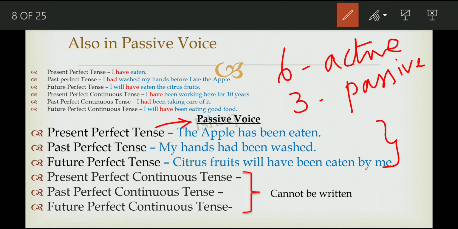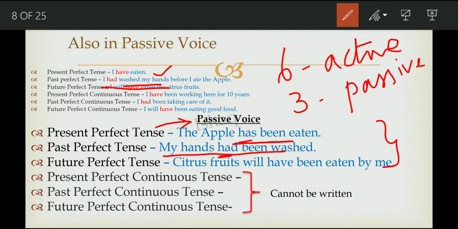So for present perfect, the example is, the apple has been eaten. For example, the example we gave earlier is, I have eaten. Same thing, if I want to say it in passive voice, I write, the apple has been eaten. If it is like, I had washed my hands, I'll write it in passive voice as, my hands had been washed. So passive voice structures also use have forms.